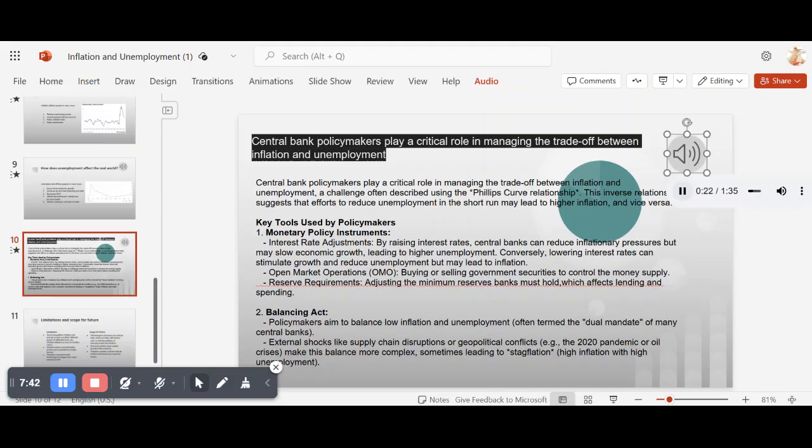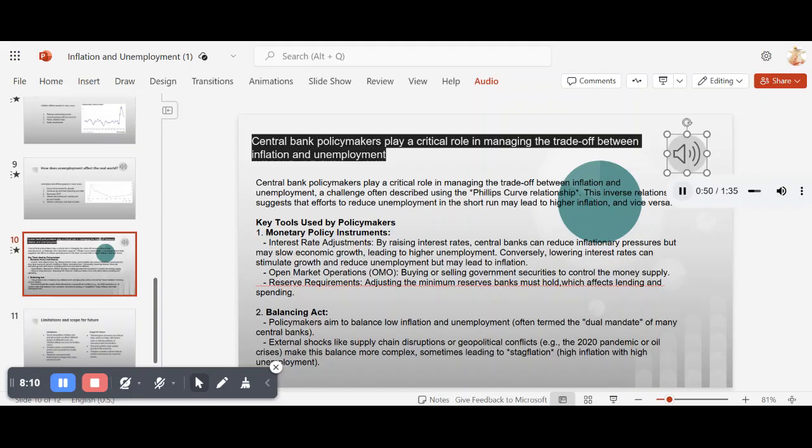The key tools used by policymakers are monetary policy instruments. Examples are interest rate adjustments. By raising interest rates, central banks can reduce inflationary pressures but may slow economic growth, leading to higher unemployment. Conversely, lowering interest rates can stimulate growth and reduce unemployment but may lead to inflation.